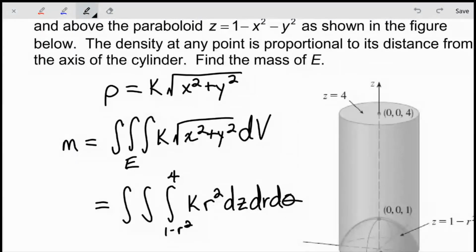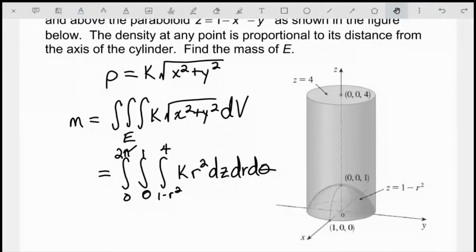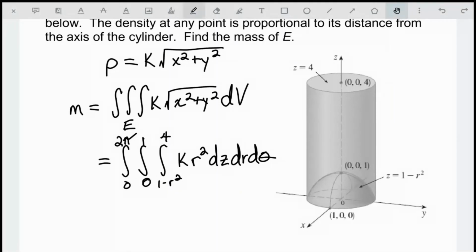So it's a circle with a radius of 1. So I'm going to go from 0 to 1 for the r values, and then from 0 to 2 pi for my theta values. Okay, now that I've got this converted over, again, you can see this is relatively simple to solve because I don't have a lot in here that's very complicated from a z perspective. I'm just going to take an antiderivative and get kr squared z, and then plug in my limits of integration, and then the rest of it becomes very simple.